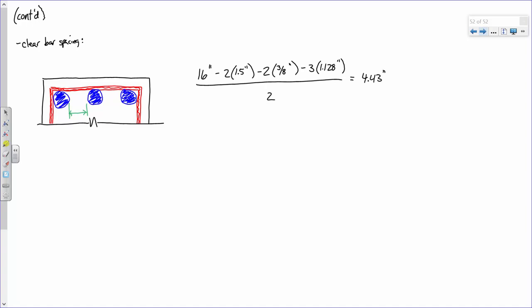Do I have a second on that? Okay, is that good? What does it have to be greater than, less than, what's the limit? 6 inches. 6 inches is my limit, so that's okay because it's less than or equal to 6 inches.